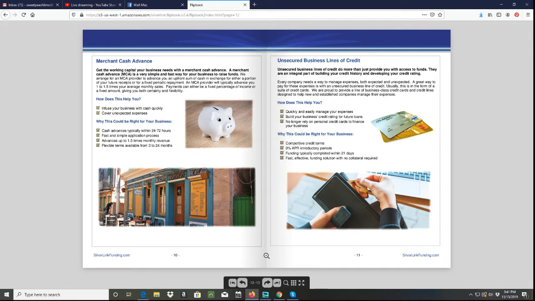Merchant cash advance. Get the working capital your business needs with the merchant cash advance. Merchant Cash Advance, MCA, its acronym, is a very simple and fast way for your business to raise funds. Unsecured business lines of credit do more than just provide you with access to funds. They are an integral part of building your credit history and developing your credit rating.